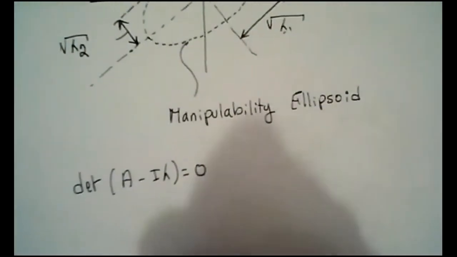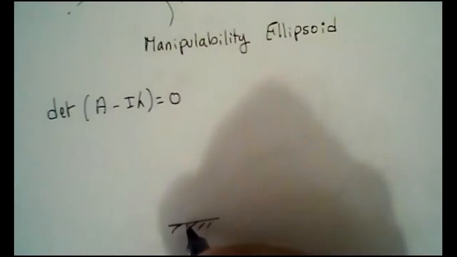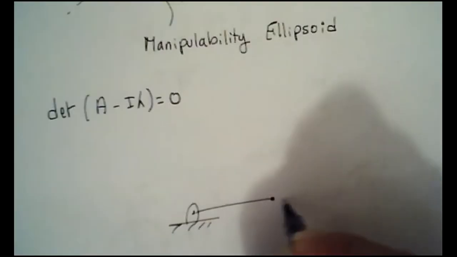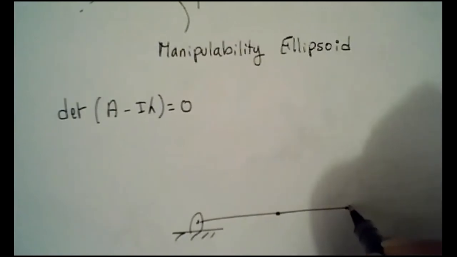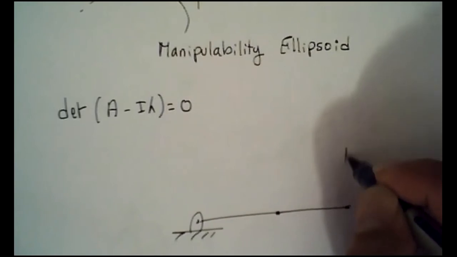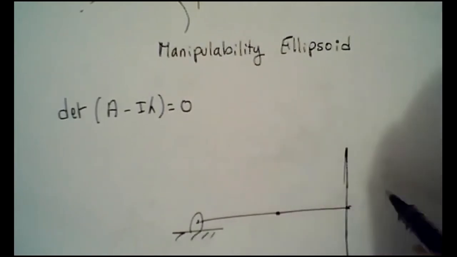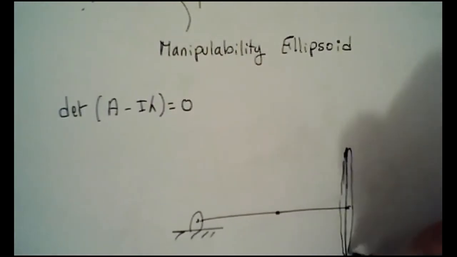Just to tell you a bit about how that would look. If this is my robot right here, how do you think my manipulability ellipsoid looks? Well, I have a singularity in the x direction, right? But the robot can move along the y direction. So my ellipsoid is actually going to look literally like a flat line. This is the ellipsoid, but the radius of the ellipsoid in that direction is 0.